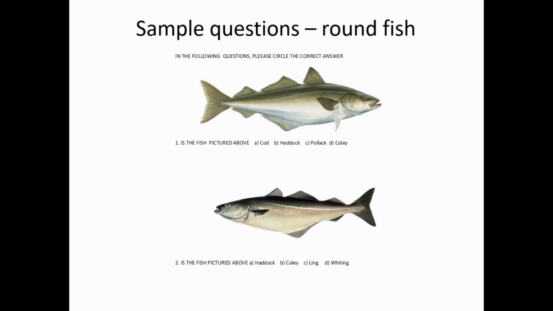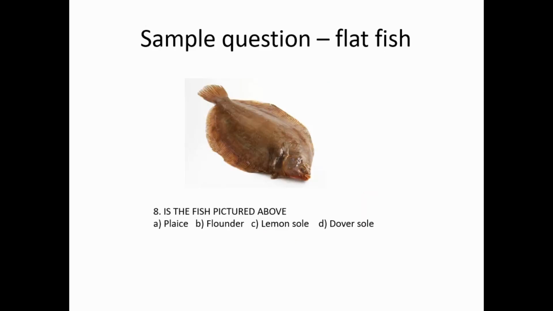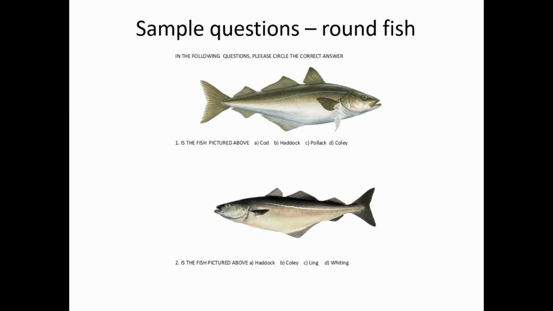Here are the sample questions. So, for example, in this first question there is a picture of a pollock, and the student has to identify between cod, haddock, pollock and coley, and tick the answer, and then move on to the next question. In this case, it is a coley. So again, the students by this time should know enough to be able to recognise these fish purely from pictures.